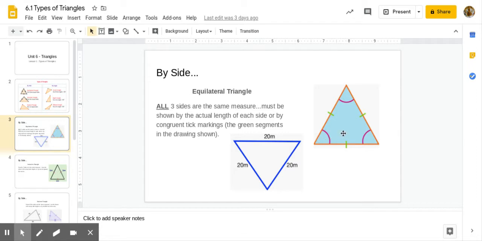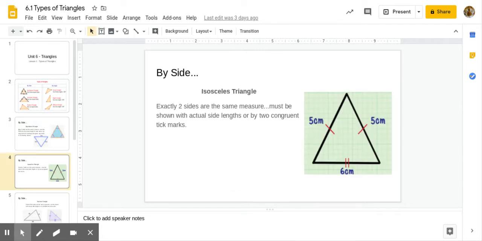In the example on the right, we don't have actual measures, but we do have these green tick marks. Because they all have exactly one tick mark, we know that those are all the same measure, and therefore it would be equilateral. In the isosceles triangle, exactly two sides have the same measure.